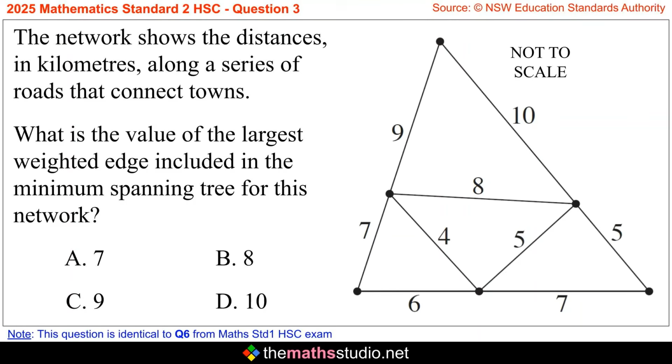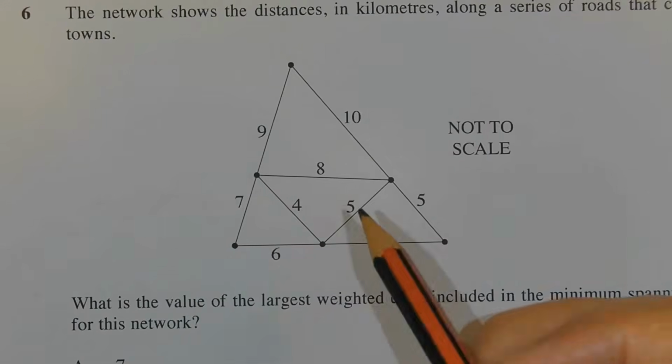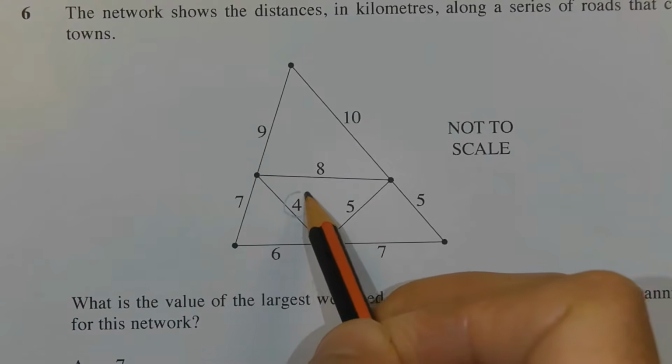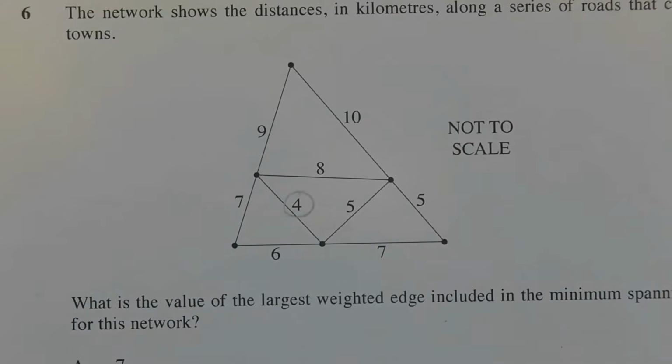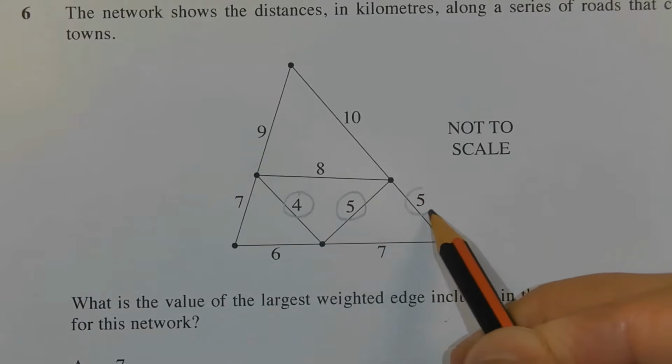Question 3. The network shows the distances in kilometers along a series of roads that connect towns. What is the value of the largest weighted edge included in the minimum spanning tree for this network? The first thing we need to do is to complete the minimum spanning tree, and I'm going to use Kruskal's algorithm to do so. So starting with the smallest weighted edge, we have a 4, so I'm just going to circle that. Now the next highest edge is a 5, and we also have this 5 here.